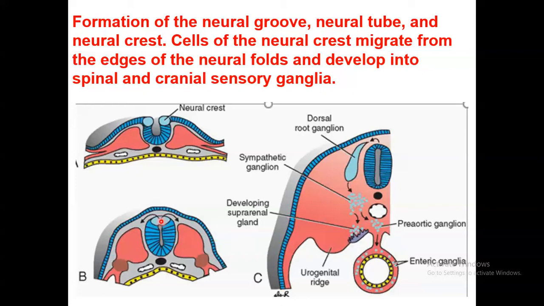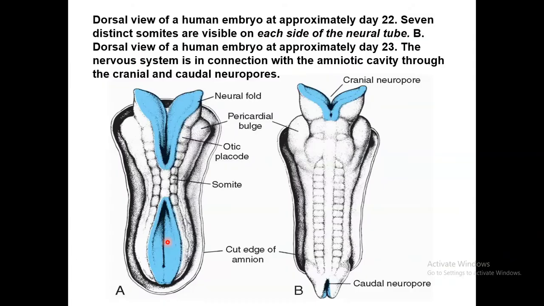Now in this diagram the neural tube has closed. In the next slide you can see these are the somites, and now the neural tube starts to close, and this is the 22nd day. I have told you that the first pair of somites appears at the 20th day of development, and this is the 22nd day.